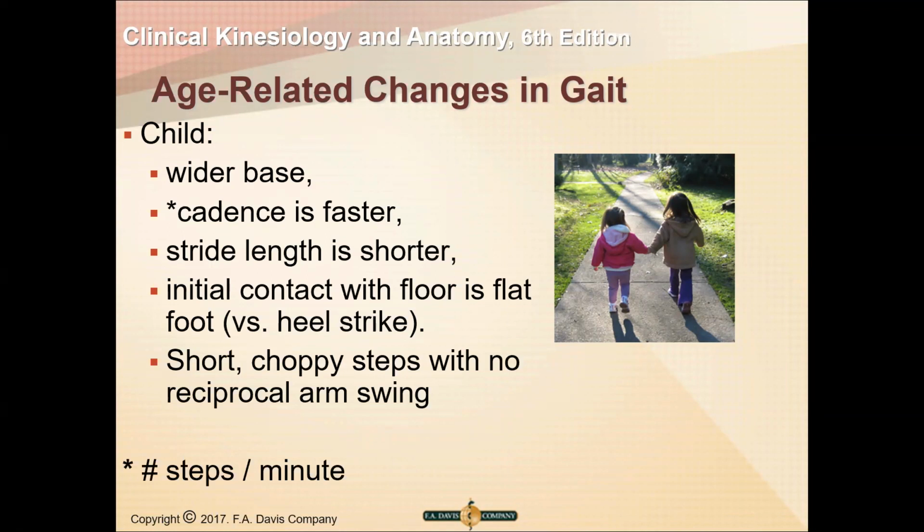Right, trying to balance. They don't have that whole neuro input yet. They're still kind of getting the gist of things, right? They don't quite understand how things are working. So they tend to walk with a wider balance. Their cadence is faster. And there's a lot of studies that have shown that they develop this cadence to try to keep up with adults.